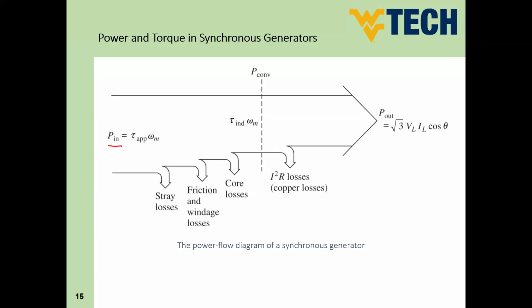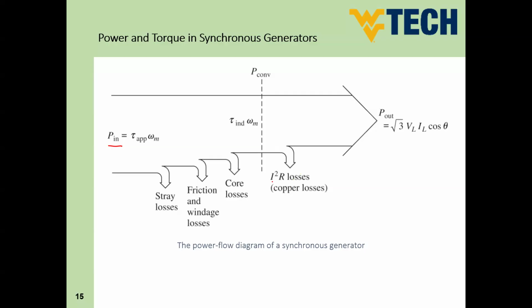You would have some stray losses, friction and windage loss, and core loss of the machine. And we discussed before in the DC machine the meaning of each of these terms: what a stray loss is, what friction and windage loss is, what core loss is. So the remaining power, guys, is going to be the air gap power, or the converted power that is going to be converted to electrical power. So here we would have some electrical losses. So we have I square R, which is the copper loss of the machine.